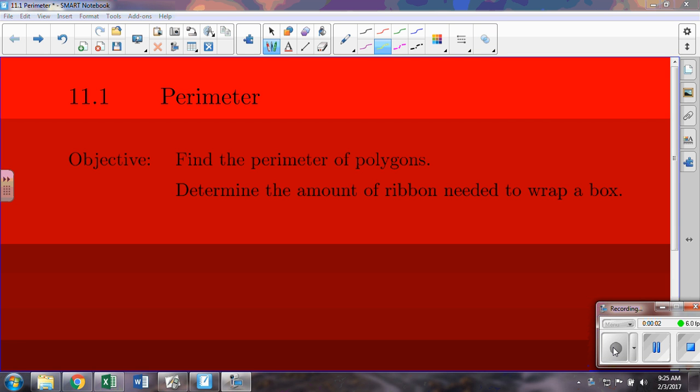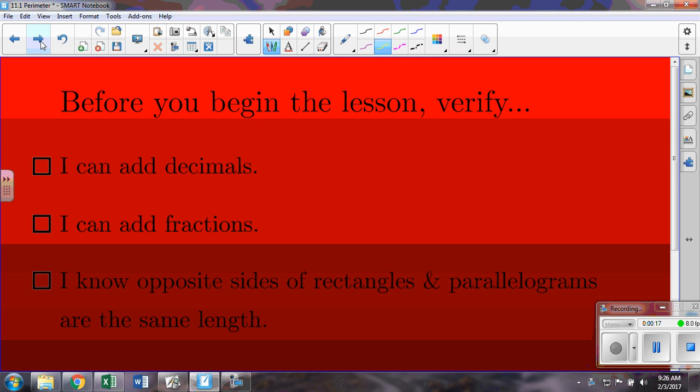The focus of our lesson today is on perimeter. And quite simply, we want to be able to calculate the perimeter of a polygon. Based on things like that, we would be able to determine the amount of ribbon that you would need to wrap a box.